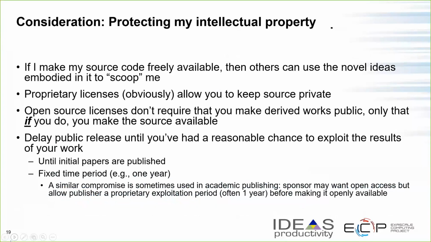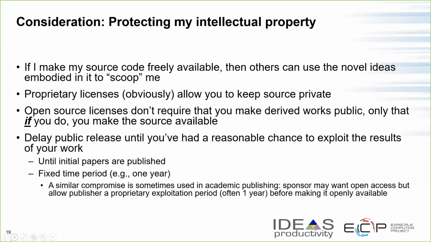Okay, so I'm fine releasing my software, but I don't want somebody to scoop me with the software that I've written. Well, if it's under a proprietary license, you can keep the source private. Maybe you just release binaries, allow people to use it, but they can't see what's inside. That's one way of protecting your intellectual property. Open source licenses don't actually require, as I mentioned, that you make derived works public, only that if you do, you make the source available.